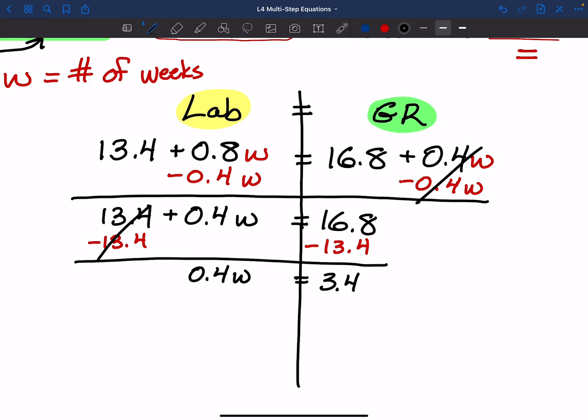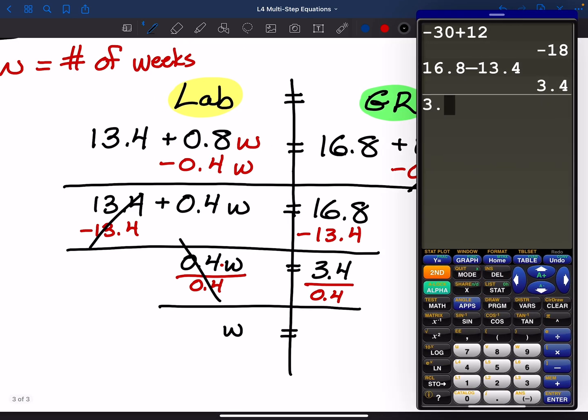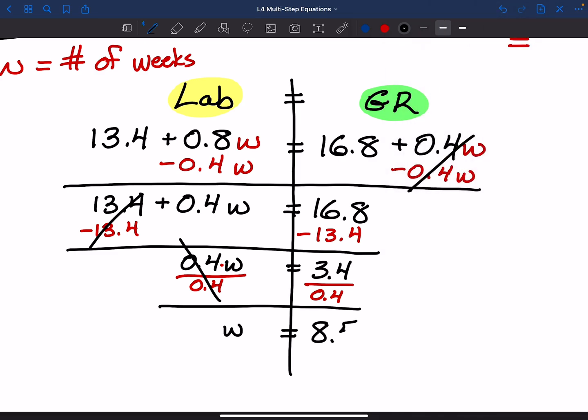All right. So from here, right, it still doesn't look pretty, right? Decimals are kind of gross looking a little bit, but it's still the same kind of problem. We have 0.4 times W over on the left. So we're going to divide by 0.4 to get rid of it. All right, so when I do that, those 0.4s are gone. We're left with just W. Over on the right-hand side, we have 3.4 divided by 0.4. It's going to give us 8.5. Cool, so now we know what W is.